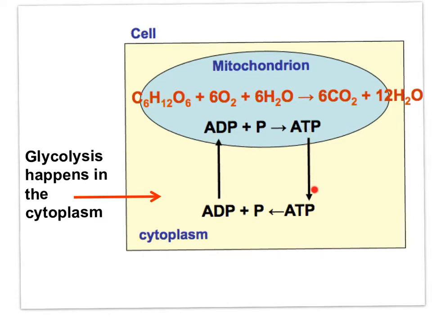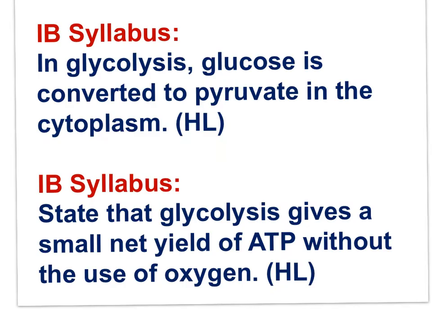ATP leaves the mitochondrion and is hydrolyzed, broken down, in the cytoplasm to do cell work, such as active transport or movement. Then ADP and the inorganic phosphate are covalently joined to form ATP by the energy released during cell respiration. Here are the first two IB syllabus statements of the movie.